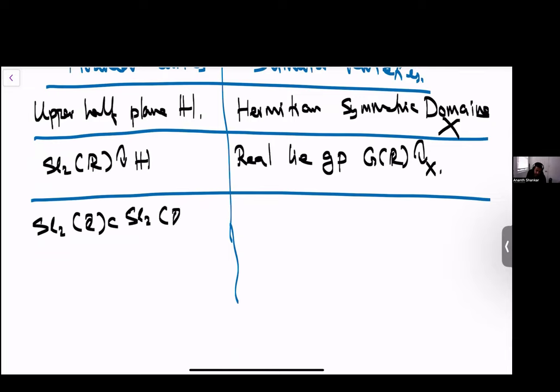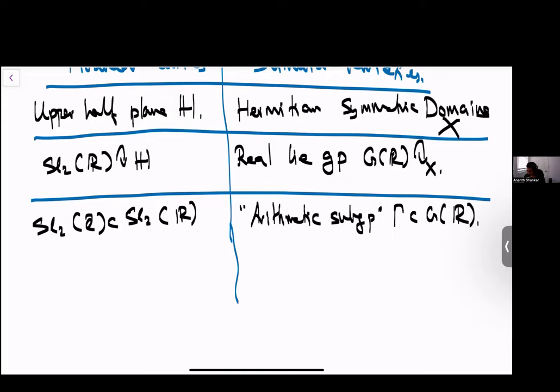And then we did need this so-called arithmetic subgroup SL2Z sitting inside SL2R in order to define a modular curve. And similarly, the analog of this is going to be an arithmetic subgroup gamma sitting inside G of R, which therefore acts on X.